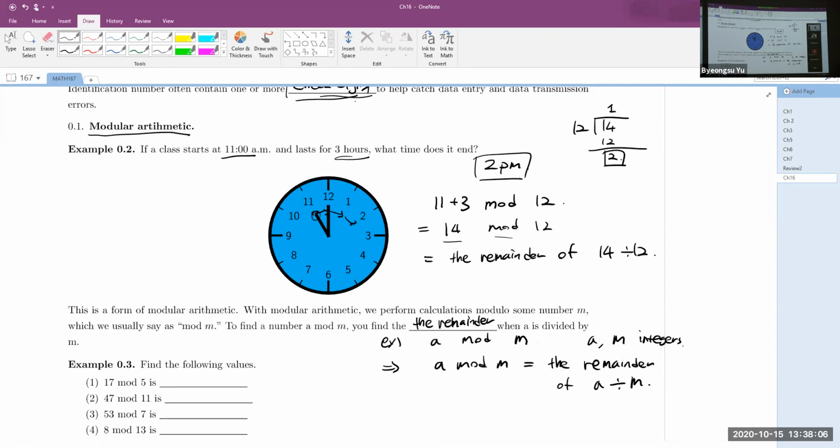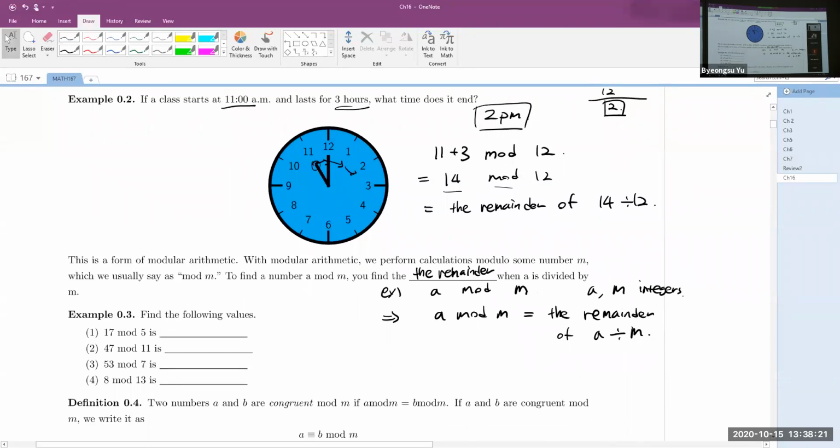Okay, do you have any question on this definition or anything else? Okay, then let's try some examples.